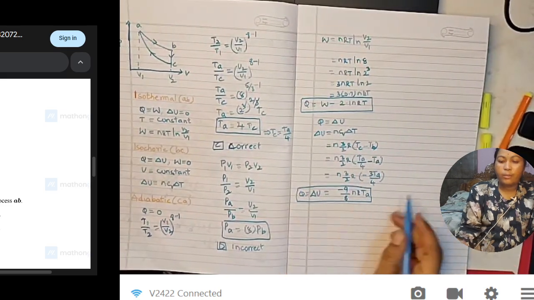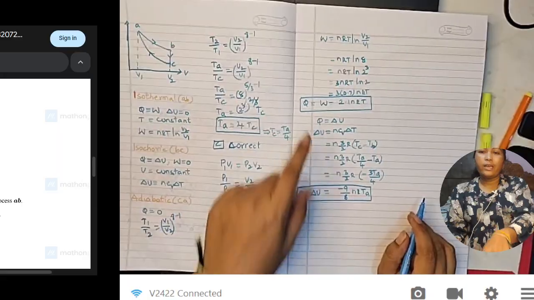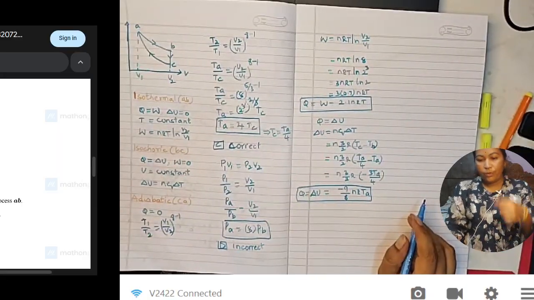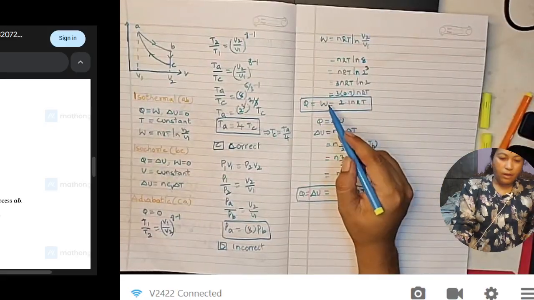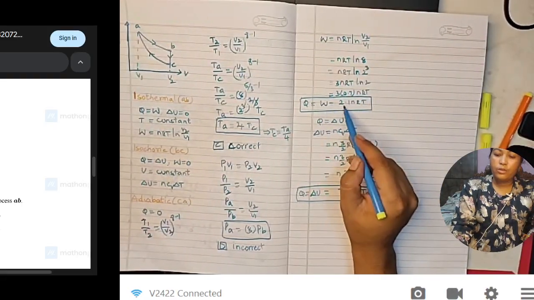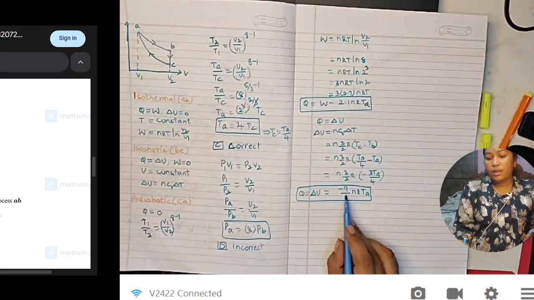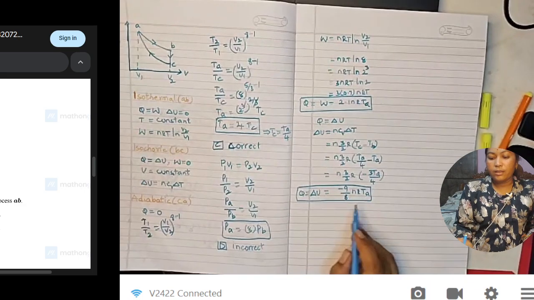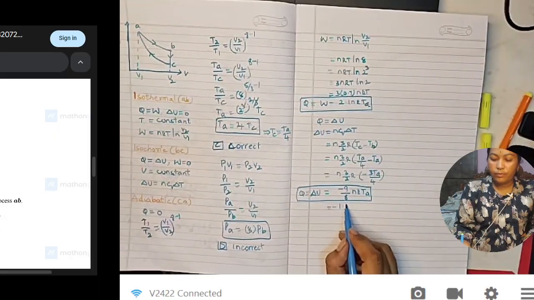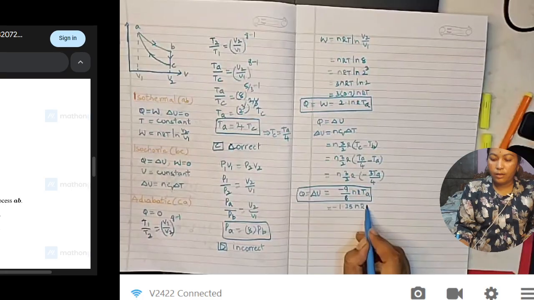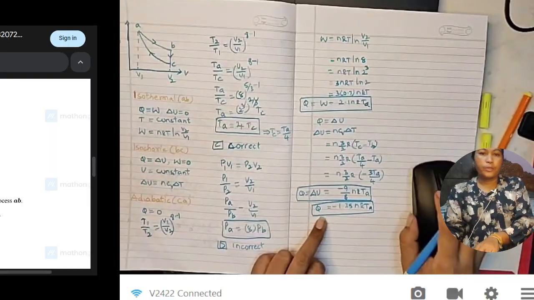Now let us compare the heat in the isothermal process and the isochoric process, how much heat difference there is. They ask which one is smaller. For the isothermal process, Q is equal to 2.1 nRTA. For the isochoric process it is minus 9 by 8 nRTA. Minus 9 by 8 means 1.25 nRTA.